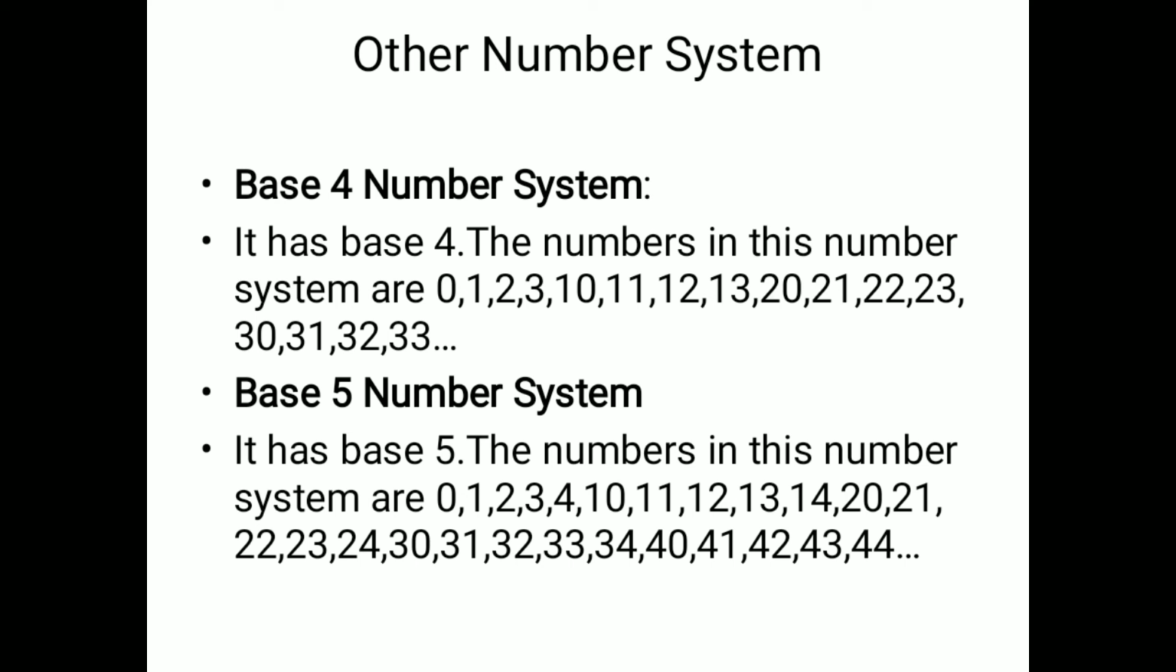If I consider base 5, I have 5 unique symbols. What are they? 0 to 4. After 4, which number will come? After 4, 1 0 will come. So 1 0, 1 1, 1 2, 1 3, 1 4, then 2 0. See here, after 4 we will not have 5 because it is base 5. So 0 to 4 makes 5 basic symbols.